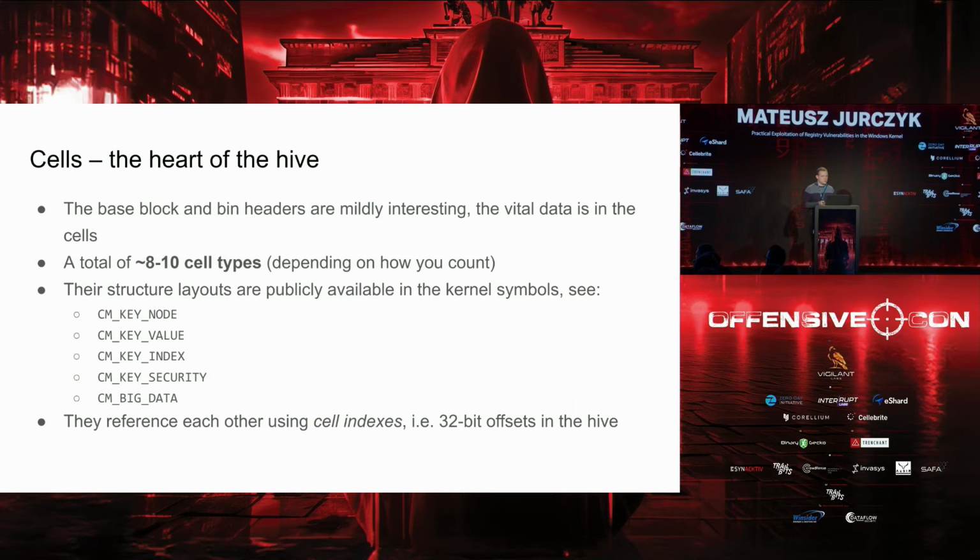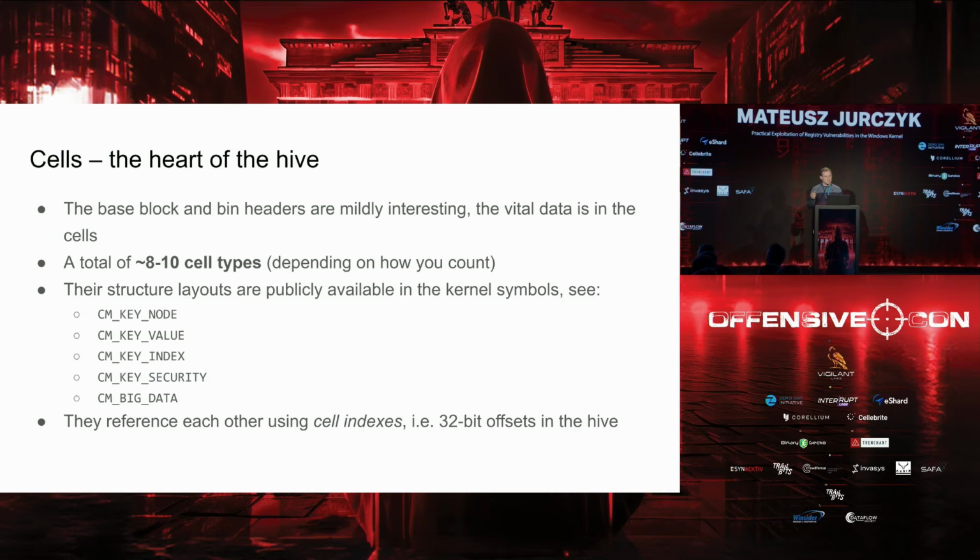What we really want to focus on here are the cells. So the headers are not really that important. Everything that is interesting is in the cells. Depending on how you count, there are around 8 to 10 different types of cells, which correspond to keys, values, security descriptors, lists of subkeys, and so on and so forth. And these structures are part of the symbols that Microsoft makes available. So they are actually well documented, and you can check them out in IDA Pro, for example.